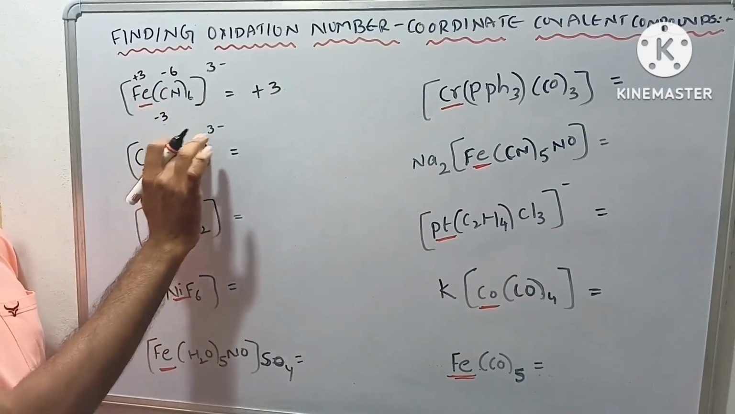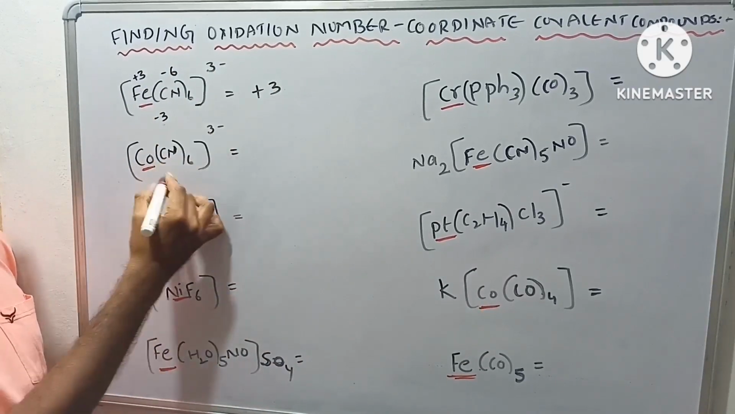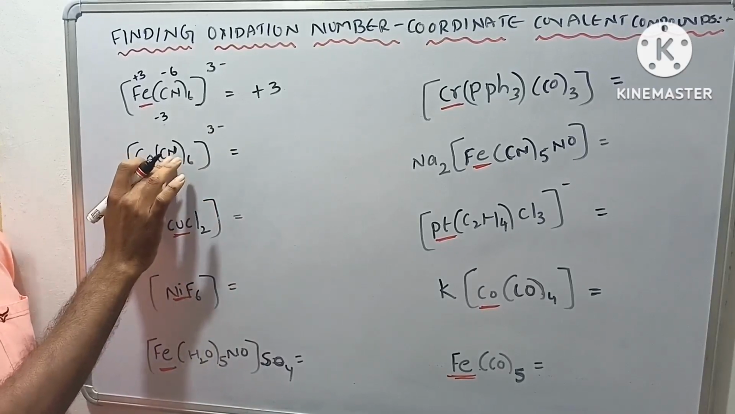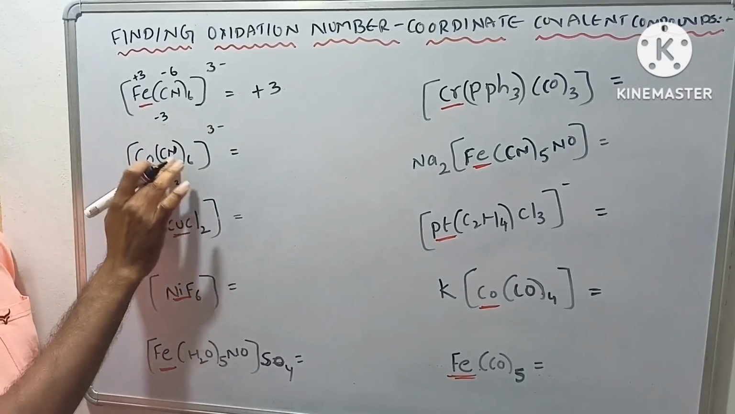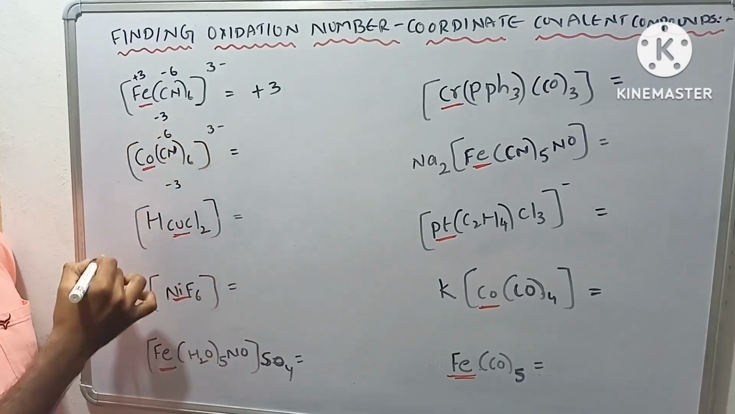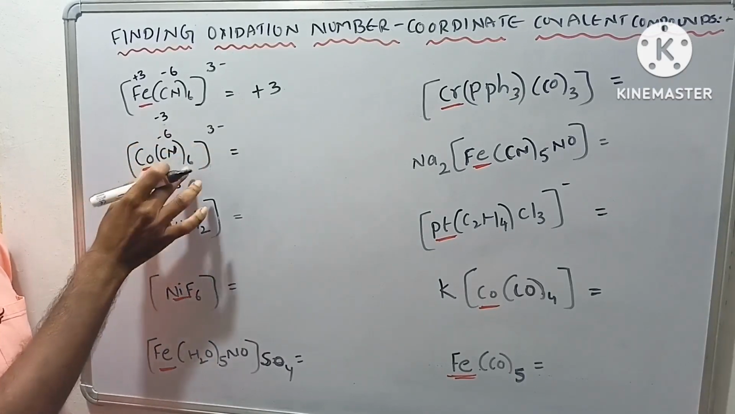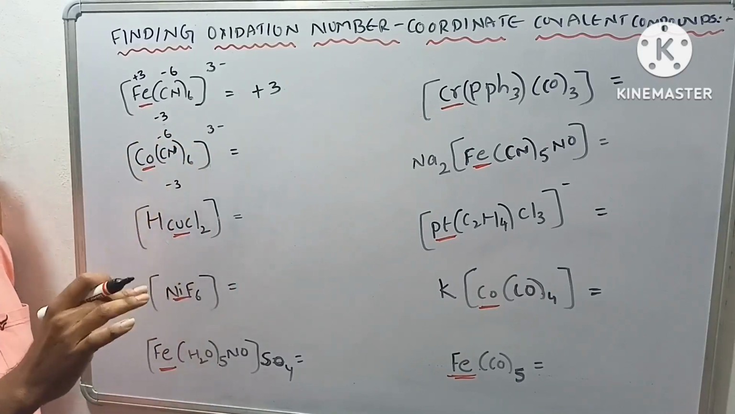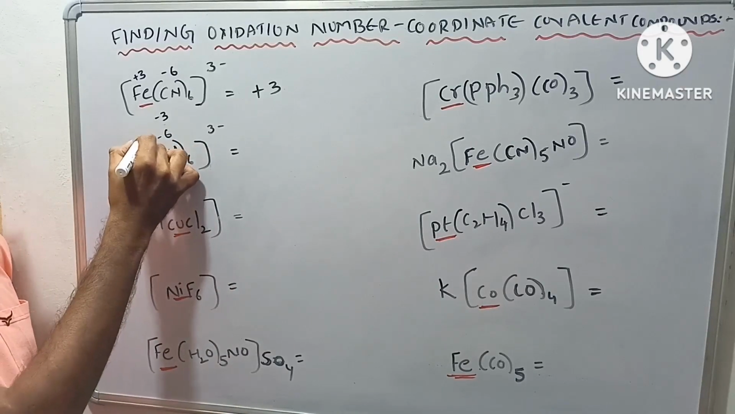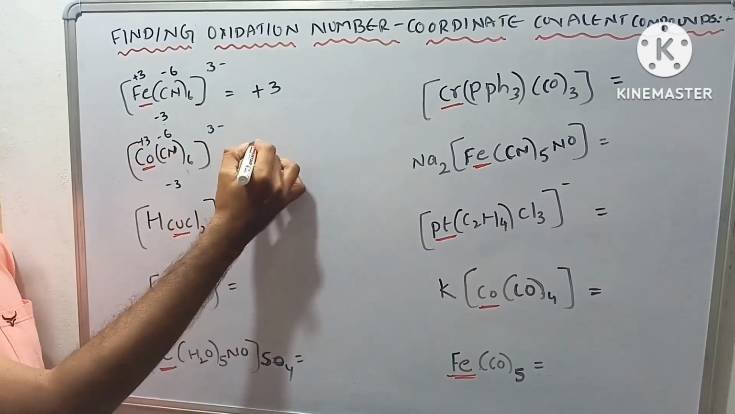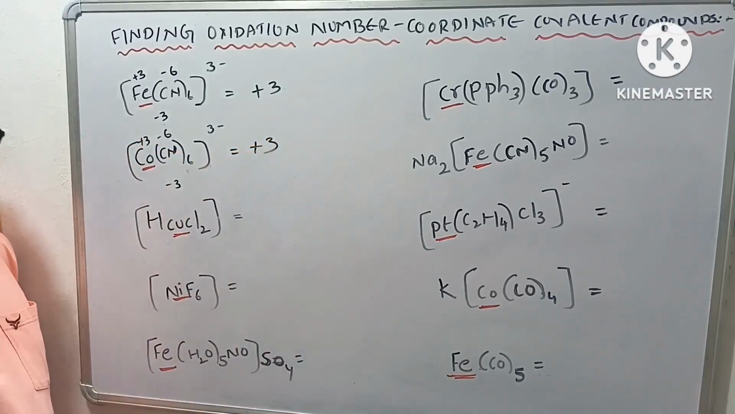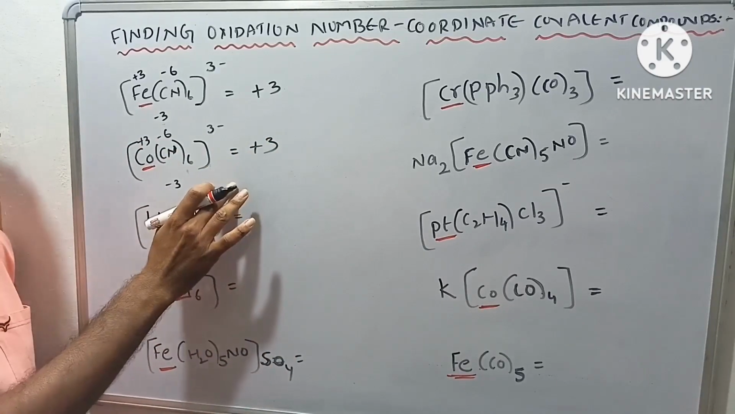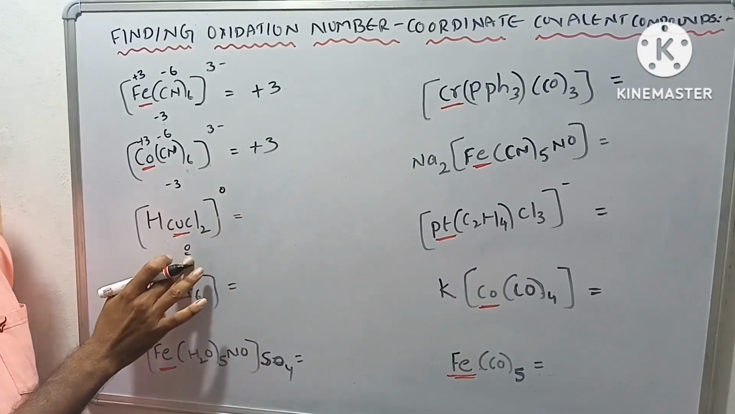Check this. Outside it is minus 3. Inside also we need to get minus 3. Each cyanide ion is minus 1, there are 6 cyanide ions, so it is minus 6. So to get minus 3 inside also, for cobalt what do we need to give? Plus 3. So the cobalt oxidation state is plus 3. Here outside it is 0, so inside also we need to get 0.